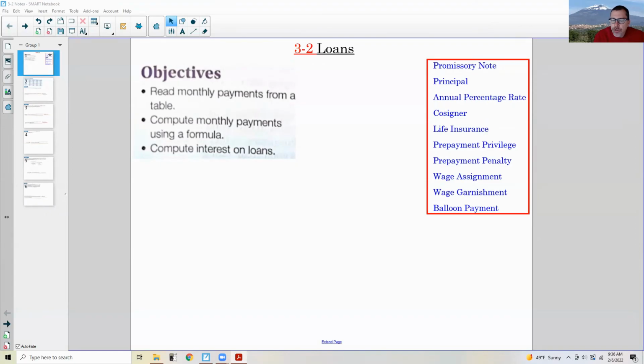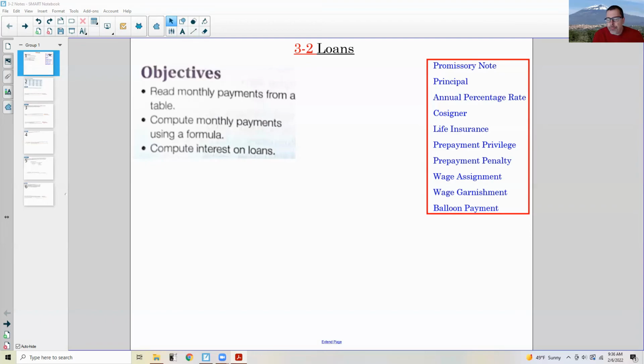A promissory note is simply the application for a loan. You say, and then your name, promise to pay back whatever you're borrowing at a certain percentage over this period of time and make timely payments. That is a promissory note. You're promising to pay back money you borrowed.